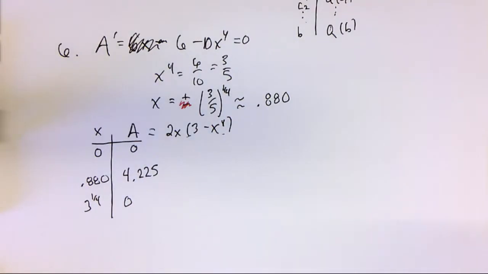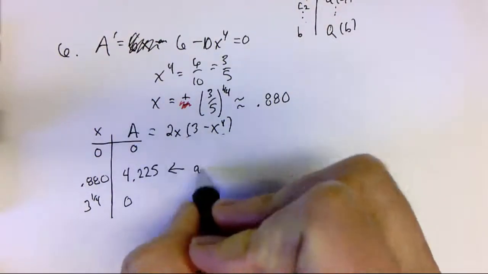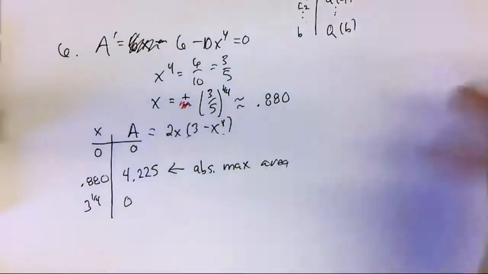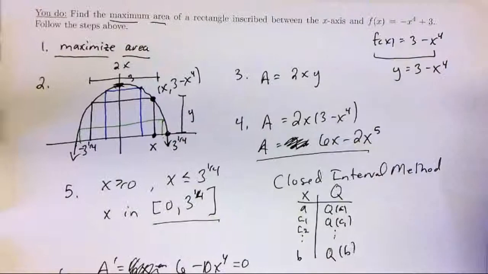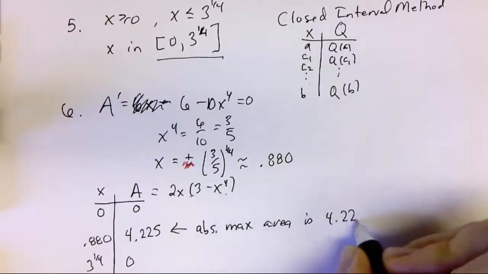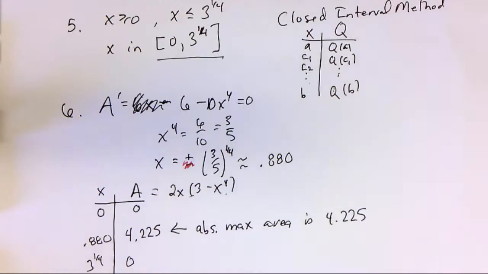Now go back and read the question one more time. I know where the absolute max is. Have I answered the question? The question says find the maximum area. Well, we did that. So the absolute maximum area is 4.225, and we know when it occurs, though the question doesn't ask us for that.